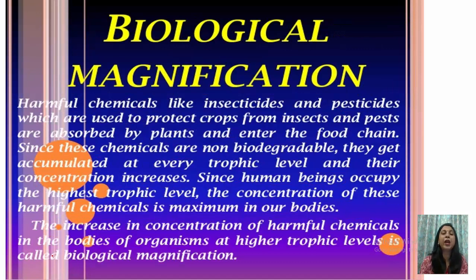Now, biological magnification. What is biological magnification? We know harmful chemicals like insecticides and pesticides are used to protect crops from insects and pests. They are absorbed by the plants and enter the food chain. These insecticides and pesticides, they are absorbed by the plant or the plant parts and they enter the food chain from there.